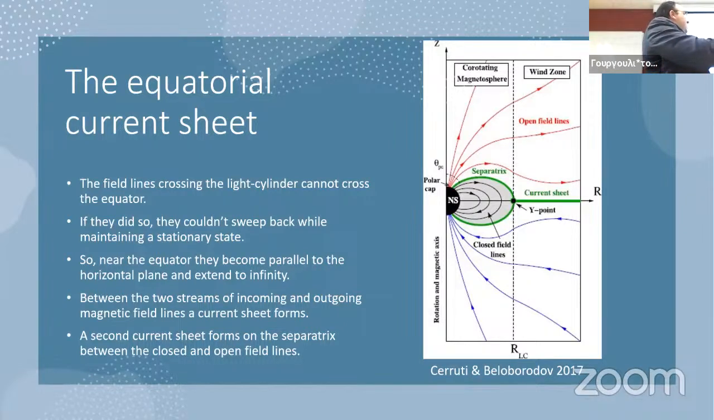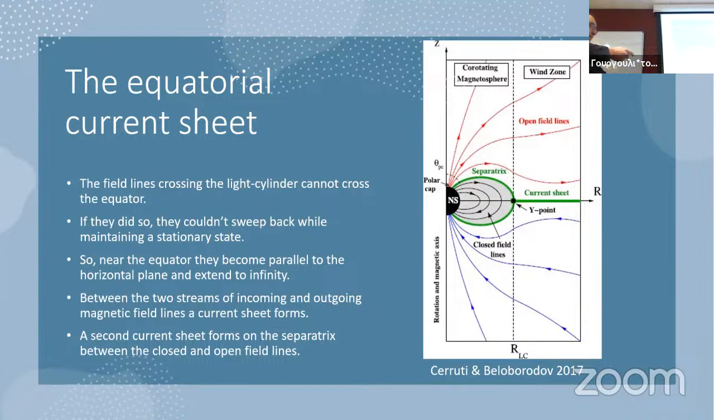Now, because the field lines will have this tangential discontinuity over here, there will be a stream of outgoing field lines and a stream of incoming field lines over here. We will have a current sheet on the equator. The reason for that is that if these field lines were crossing this location here, and they were still co-rotating, the particles that are trapped on them would have to move faster than the speed of light. So formally, at the equator, we have this current layer.